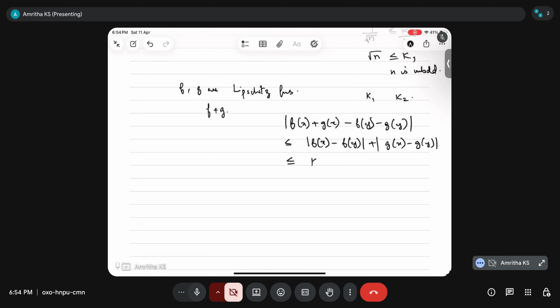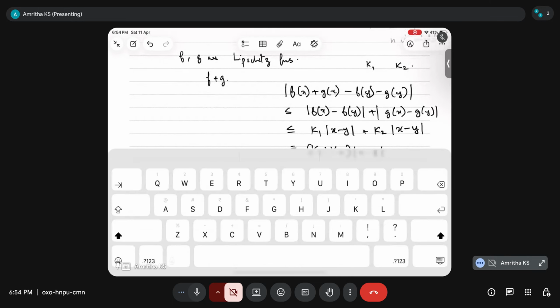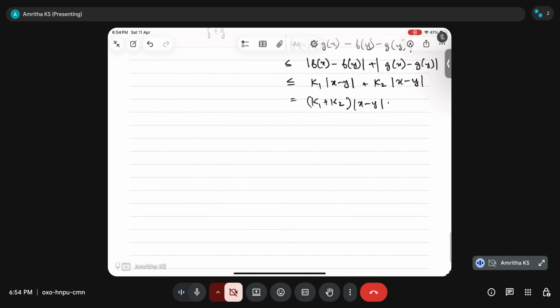Suppose we have a k1 and here we have k2. This is equal to k1 plus k2 times mod x minus y. Right? This is easy. Now what about the product? Is the product Lipschitz?